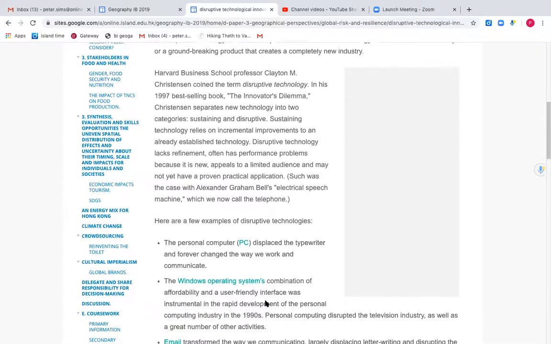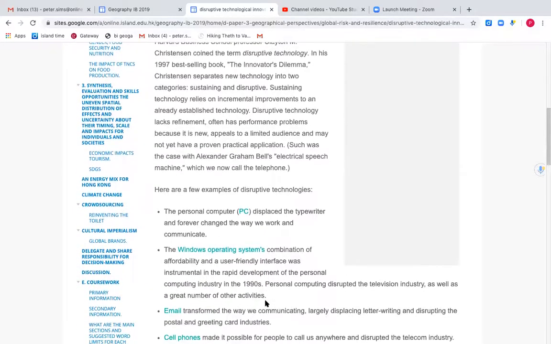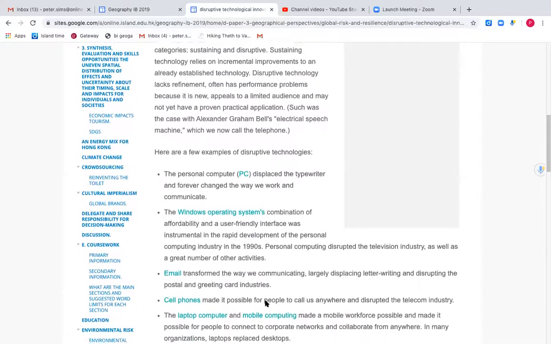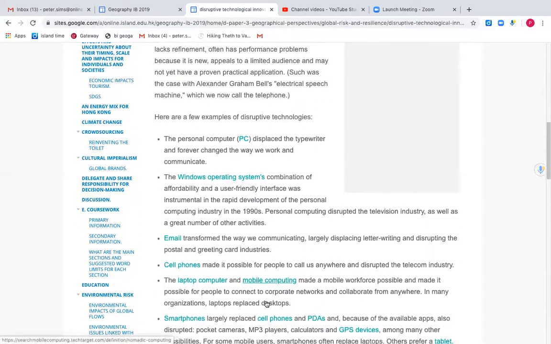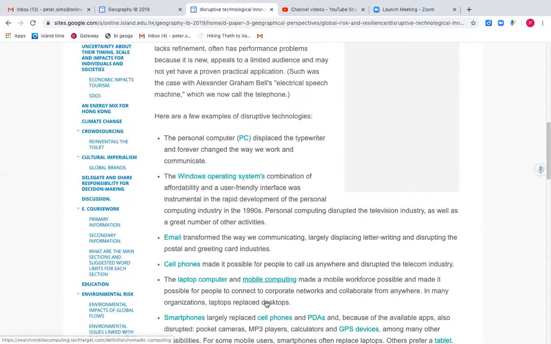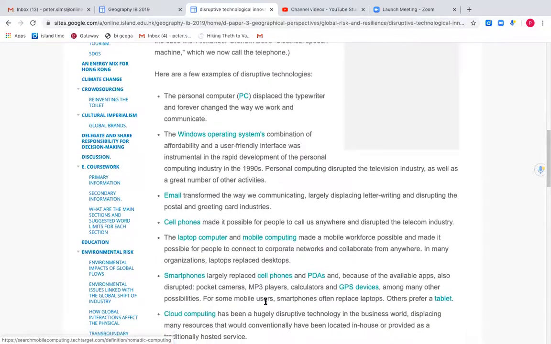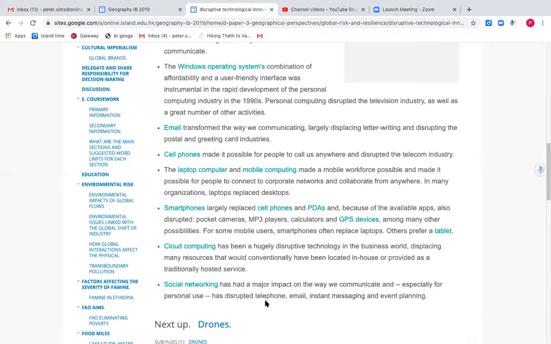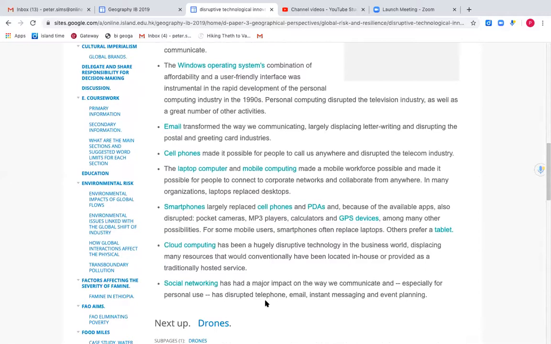So you got the personal computer and then you got the Windows operating system and then emails came along and then cell phones and then laptops and then mobile computing and then smartphones and then cloud computing and social networking. So all of these things were sequences of individual disruptive technologies.